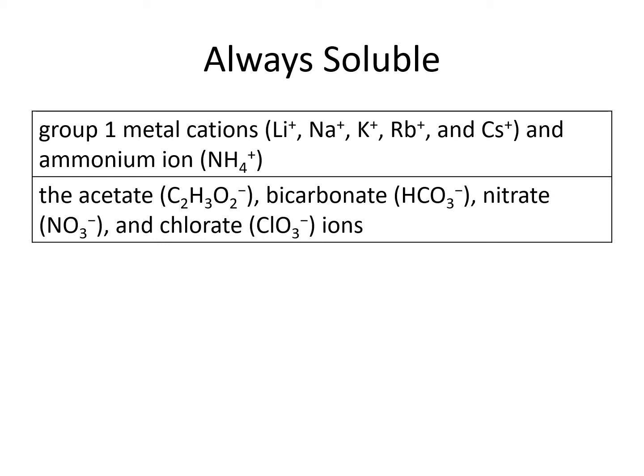For negative ions that are always soluble, we have a few polyatomic ions. There's acetate, bicarbonate, nitrate, and chlorate. If it has any of those 4 polyatomic ions in it, it will be soluble no matter what it's paired with. For example, calcium acetate, lead acetate, and iron acetate are all soluble in water. It doesn't matter what the acetate is paired with. If it's got acetate in it, then it's always soluble.